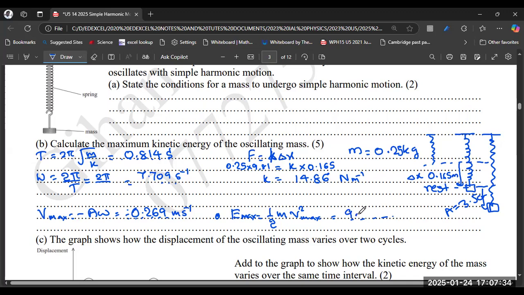The kinetic energy is 9.045 × 10^-3 joules. I made sure that units are placed everywhere just for your practice. It's always good practice to use the units.